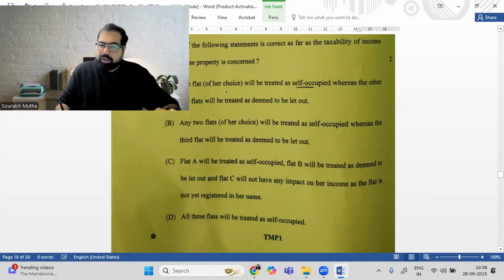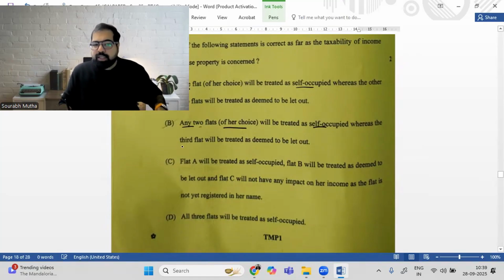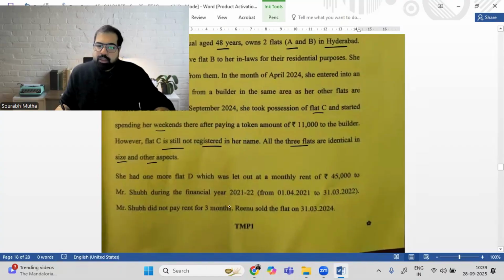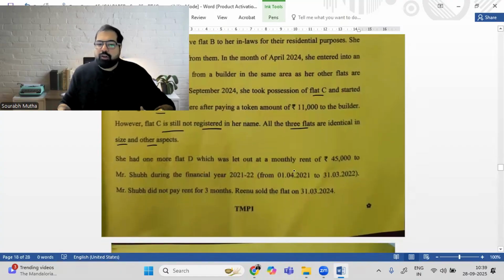Let's see the question. One flat will be rated as self-occupied? No. Any two flats will be rated as self-occupied of her choice, and the third flat will be deemed let out? Absolutely right. This is the right option. This is the right answer. We move ahead. She has one more flat D, which was let out on a monthly rent of 45,000 to Mr. Shipik. Four flats, guys.